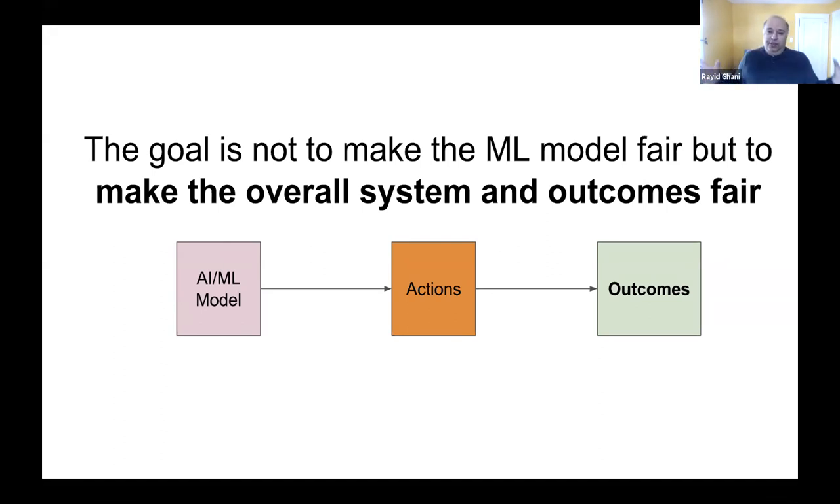So what we're going to do is think about the overall system, of which the model is an important piece. Often the model can be great and the actions biased, or the model can be biased but you can change your actions to mitigate that bias. And that's important. We're going to come back to that a little bit later.